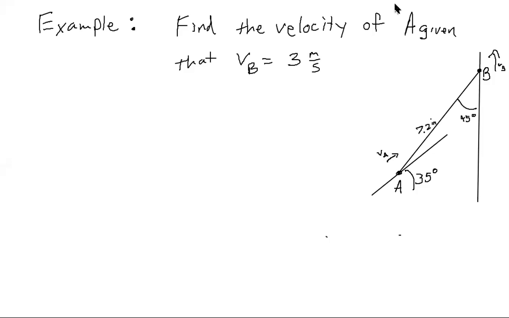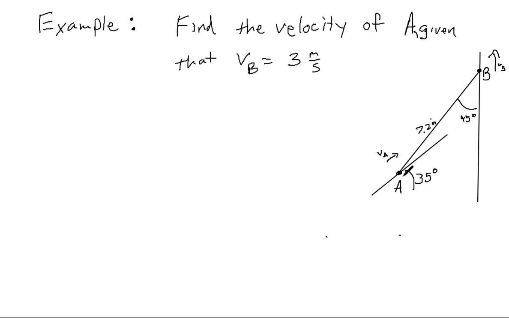So I thought we could work through an example here. The following situation is posed. I have a picture here. It's better than my attempt at a diagram. You're supposed to find the velocity of A, given that the velocity of B up the wall is 3 meters per second.